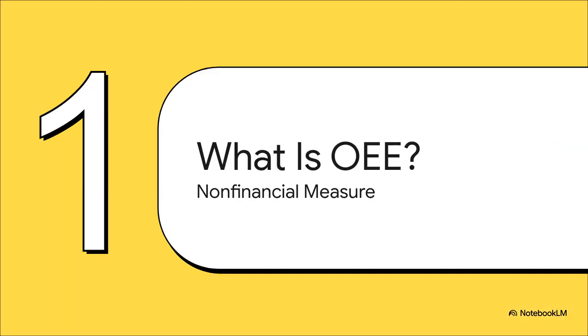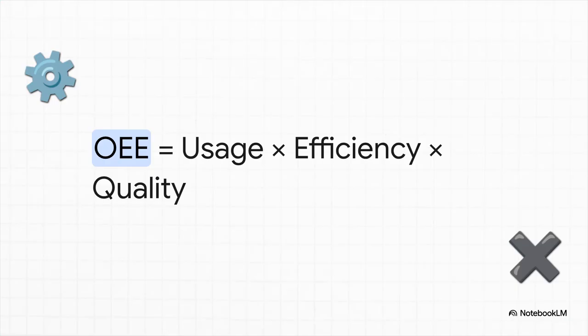What is OEE? So to kick things off, we really need to understand what this metric is all about. OEE is a critical non-financial measure that exists to answer one very specific question. How productively is your manufacturing equipment actually being used? And the whole concept boils down to one simple equation. OEE equals usage times efficiency times quality.